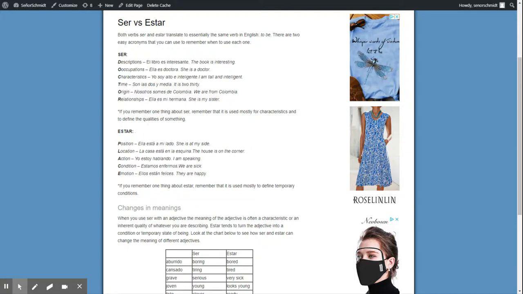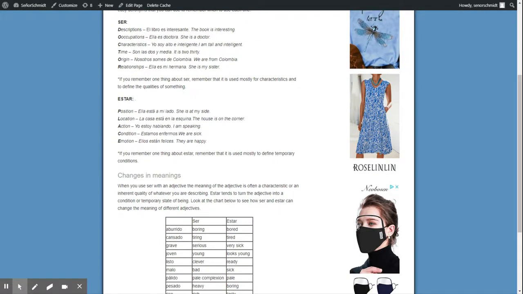Okay. The other word for to be is estar. An acronym you can use to remember estar is place. Okay. Position, like where something is. Ella está a mi lado. She is at my side. It's position in relation to other things. Location. La casa está en la esquina. The house is on the corner. Action would be yo estoy hablando.